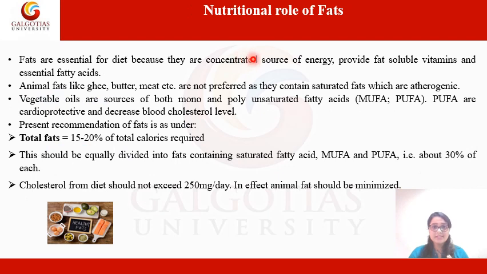Coming to the next, let's see what is the nutritional role of fats. Fats are essential for diet because they are concentrated sources of energy, provide fat-soluble vitamins and essential fatty acids. Animal fats like ghee, butter, meat, etc. are not preferred as they contain saturated fats which are atherogenic. Vegetable oils are sources of both mono and polyunsaturated fatty acids, that is MUFA and PUFA. PUFA are cardioprotective and decrease the blood cholesterol level.